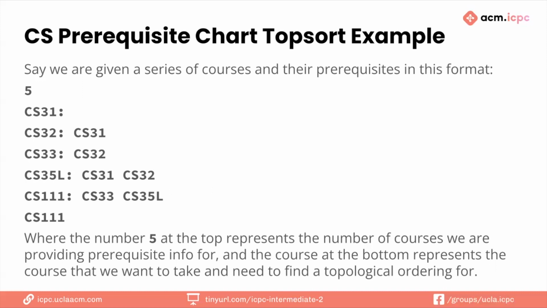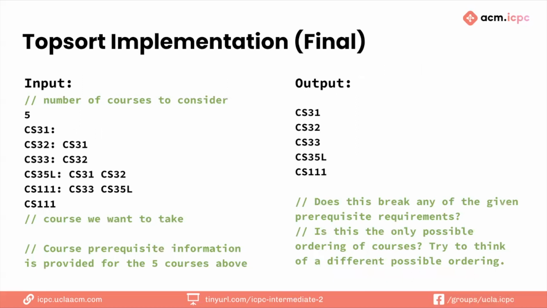All of them. Not just those listed in the final line. Yes? 35L, 33, 32, and 31. Yes, that's correct. Essentially all of the courses listed above it. And basically your output might look something like this. You'll first have to take CS31, 32, 33, 35L, and only after that CS111.